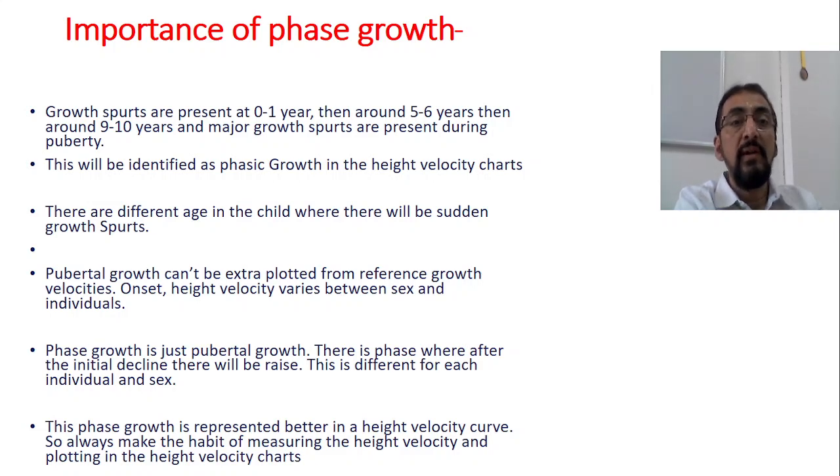Growth spurts are present at 0 to 1 year. That means a very rapid increase in height, weight, etc. We know that in the first year, the weight gain is about 6 to 7 kgs, excluding the birth weight, and the height gain is around 24 centimeters. So this is a spurt. One spurt will be there at 0 to 1 year. Then the second spurt is at 5 to 6 years, which means in first standard, when the child is going to first standard. Then another spurt will come at 9 to 10 years.